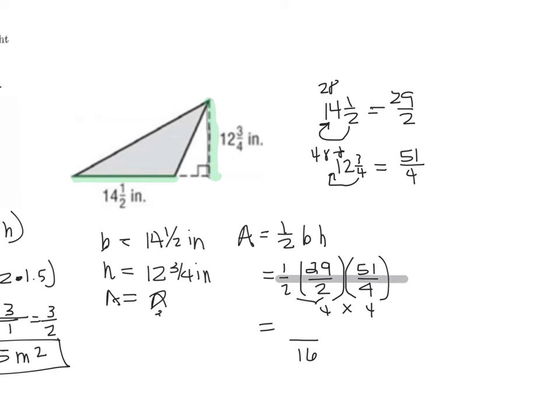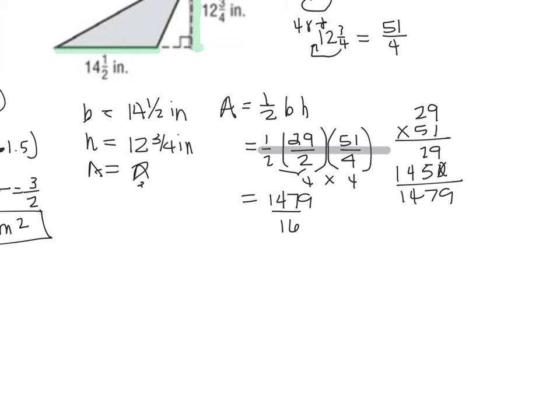Okay, so I can't do 29 times 51 in my head, so I need to do a little problem. I like to put 51 on the bottom because it has that 1 that lets me do that first row really quick. And then I have 45. And so 5 times 2 plus 4 would be 14. So I have 1479 over 16. So to simplify that improper fraction, I need to do a division problem.